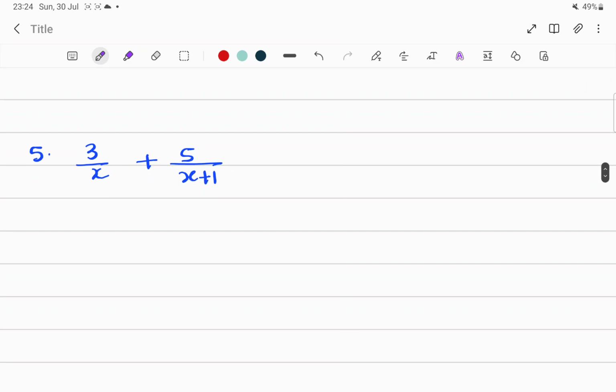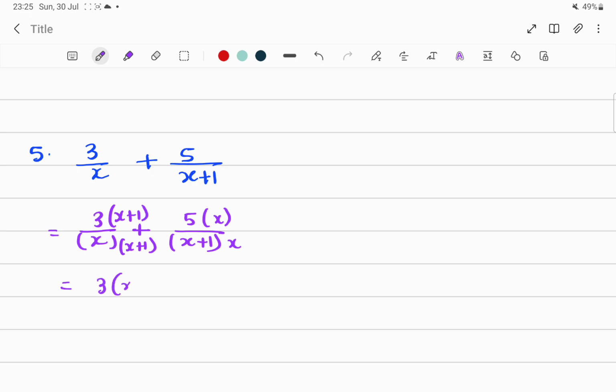Next question is 3 over x plus 5 over x plus 1. Now here we have two different denominators and they are not multiples of each other. So what I need to do, I will write them again, 3 over x plus 5 over (x plus 1). I will times both numerator and denominator here by x plus 1, and here I will times them by x. So I got 3 times (x plus 1) plus 5x, and because the denominator is the same, I will write it once. And now I will open the bracket in the first one.